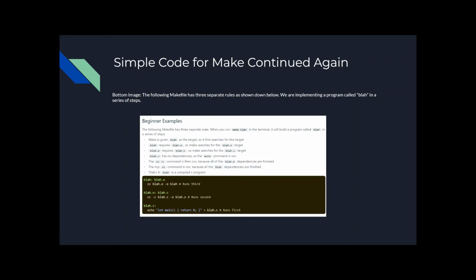Blah requires blah.o, so make searches for the blah.o target as well. Blah.o requires blah.c, so make searches for the blah.c target as well. Blah.c, however, has no dependencies, so the echo command is run. The cc -c command is then run because all of the blah.o dependencies are finished. The top cc command is run because all of the blah dependencies are finished. That's it. Blah is a compiled C program.